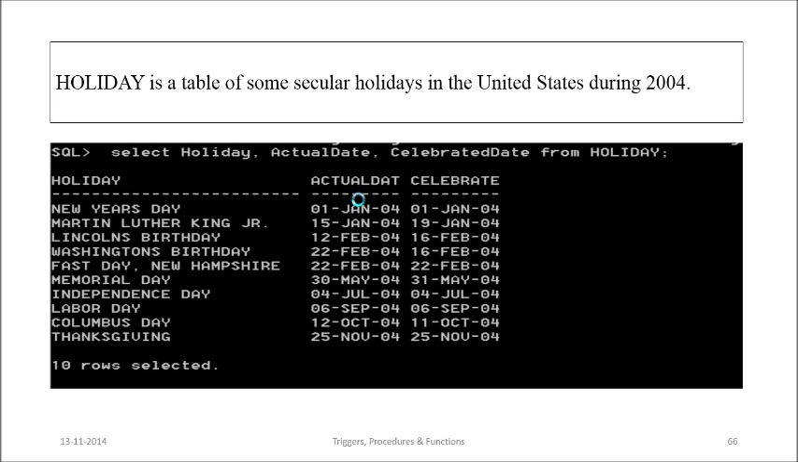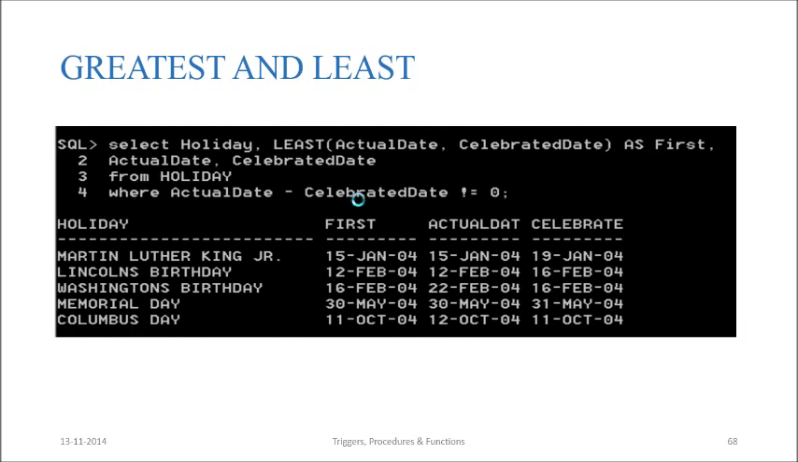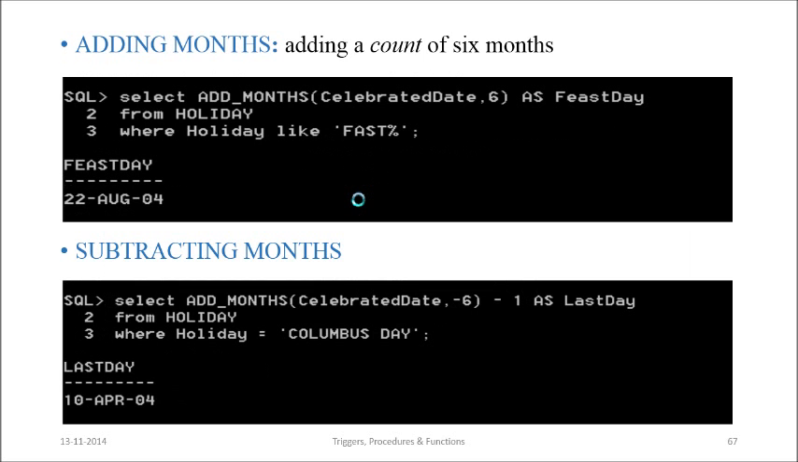Here for the further examples we have considered a table called holiday, where we are specifying the holiday, the actual date and the celebrated date. In the previously considered example there is a difference between the actual date and the celebrated date in a few of the dates. So we can add months here. ADD_MONTHS is the function in the dates that is going to add the months.